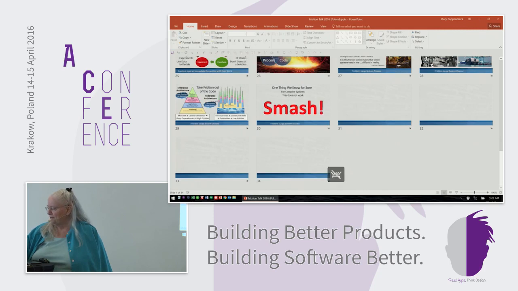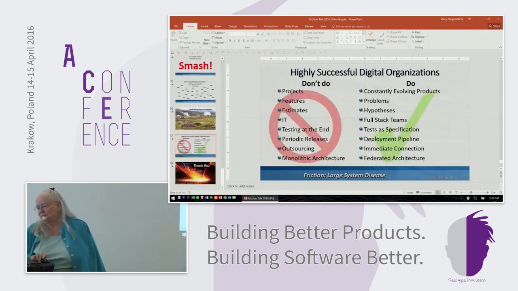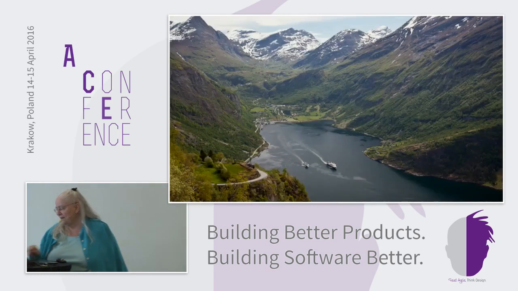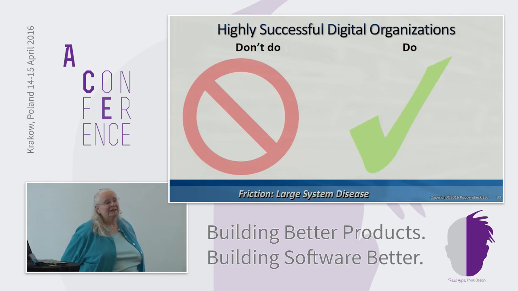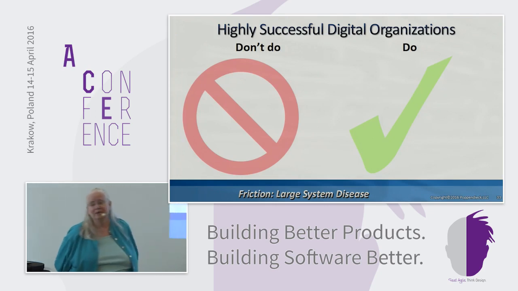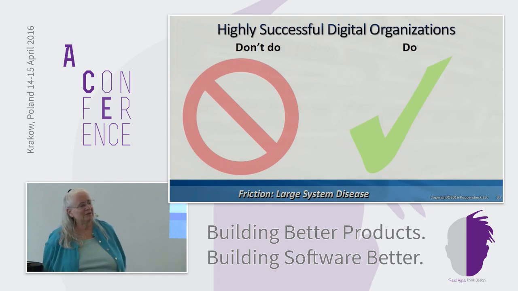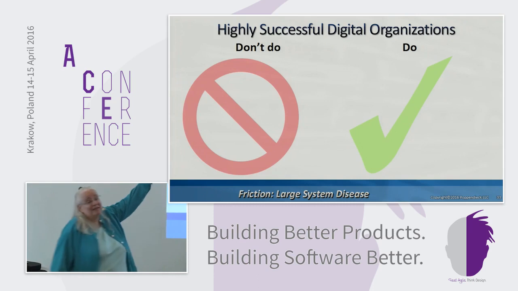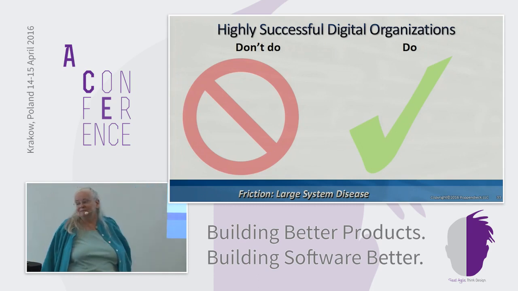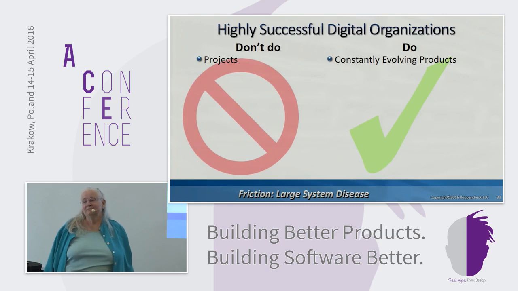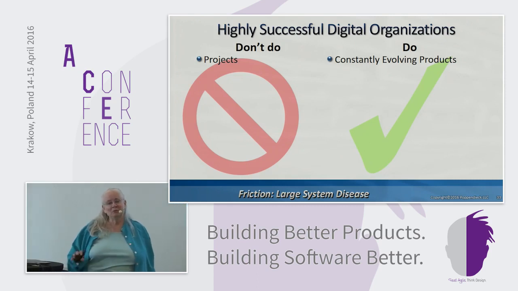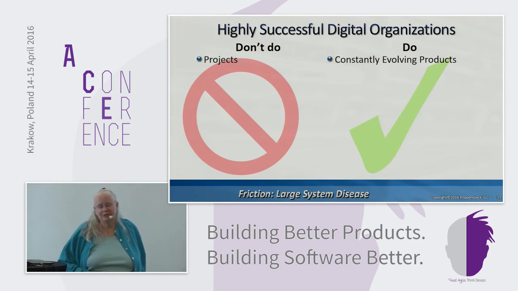In conclusion, I'm going to just show you one last thing. And that is, if you take a look at these digital organizations that are really impressive, I always like to say Spotify because it's a European company that's just as amazing as any American company, so why bother with our American examples? What do highly successful digital organizations do? Well, what they do is constantly evolving products. What they don't do is projects. They do products, evolving products, not projects.